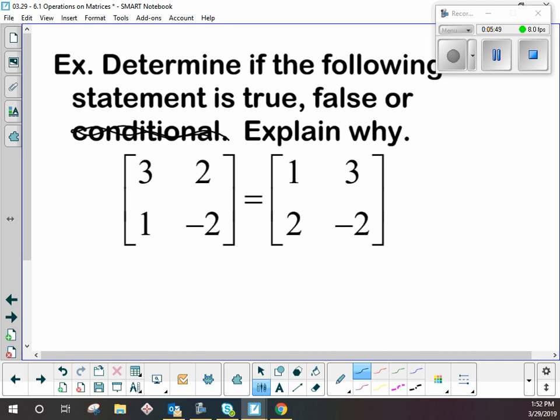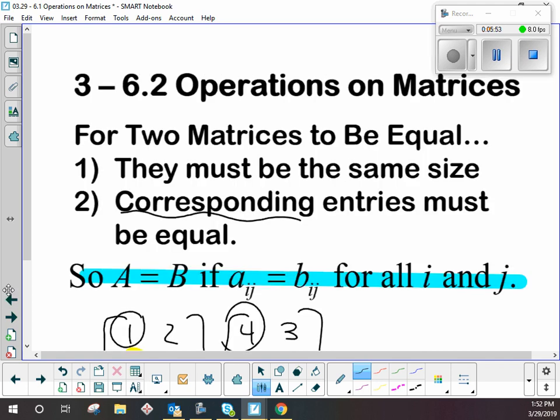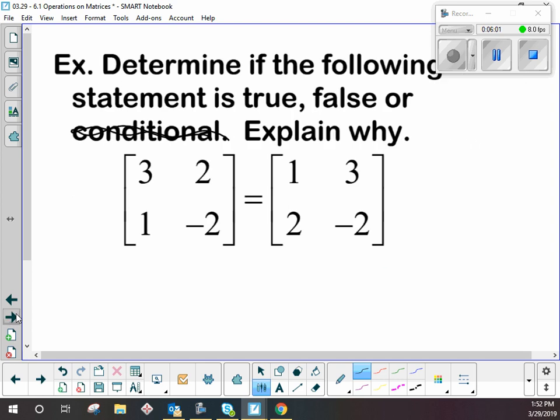So here are the two things. First of all, the first thing we have to check for, are they the same size? Okay, so that checks. So the next thing we know are the corresponding entries equal. So let's do that a little bit at a time. So here's 3. What corresponds to that position over here? 1. Are those equal? Is this a true statement then? It's false.